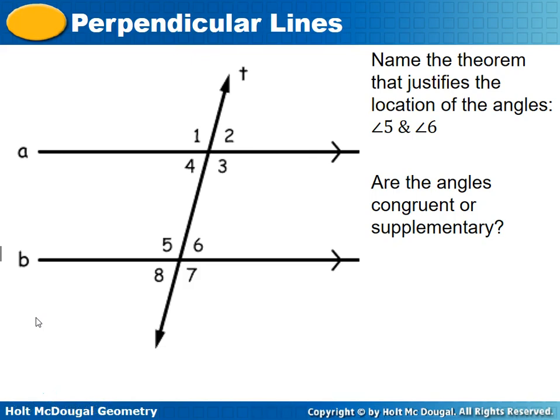So we're talking about this angle and this angle. Those are a linear pair. And we know they're supplementary. Next one is 2 and 8. So we're talking about this angle down here and this angle up here.